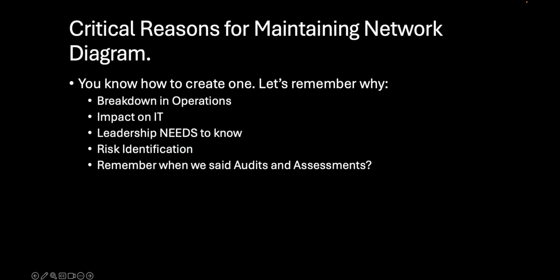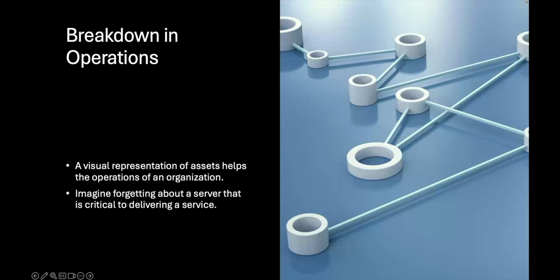This episode is called One More Time with Feeling and wraps up our network diagram series. We're going to talk briefly about the following items: breakdown in operations, the impact on IT, how leadership really needs to know about a network diagram, risk identification, and remember in previous recordings we talked about audits and assessments? Oh yeah, we're going to do it again.